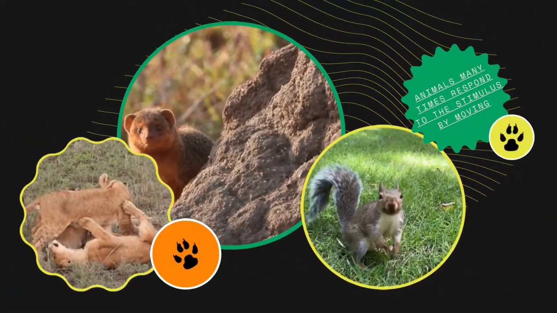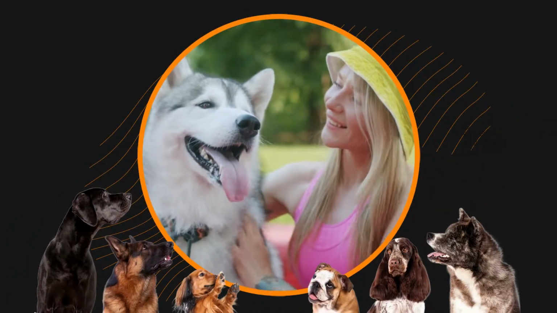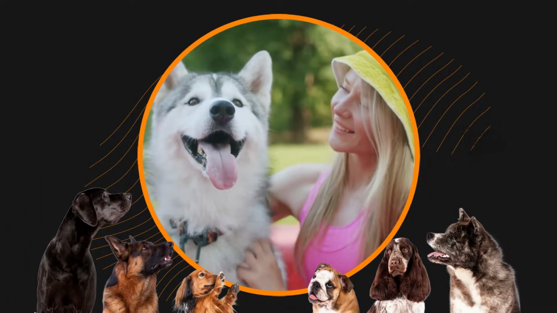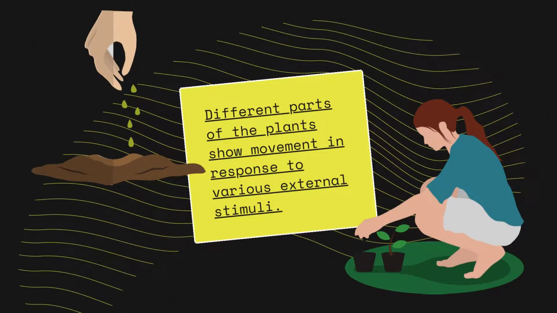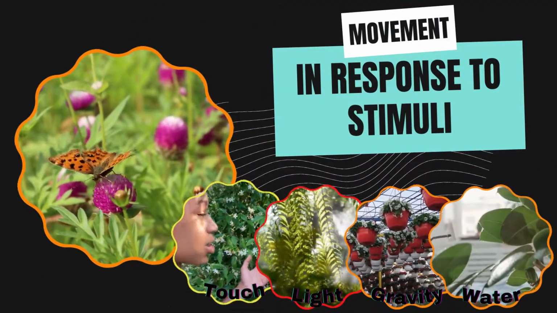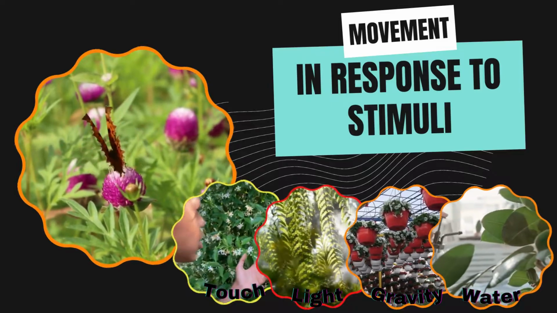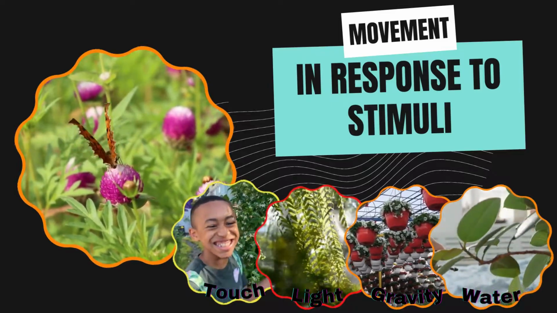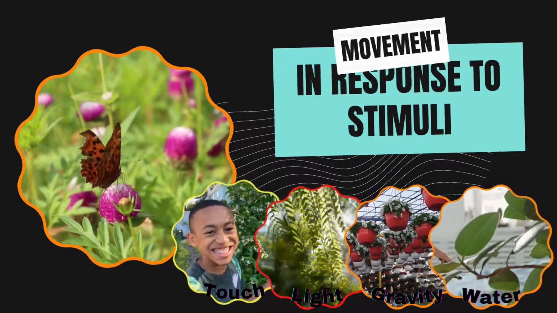Animals many times respond to the stimulus by moving. For example, when you come home in the afternoon, your dog will wag its tail. Plants also respond to their environment. Different parts of the plants show movement in response to the various external stimuli. Touch, light, gravity, and water are the stimuli that trigger plant movements.